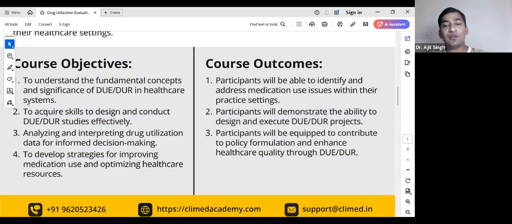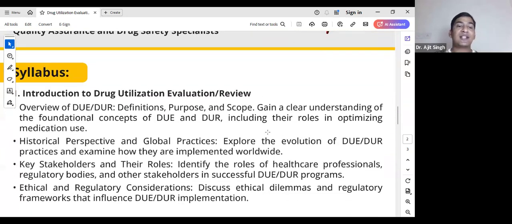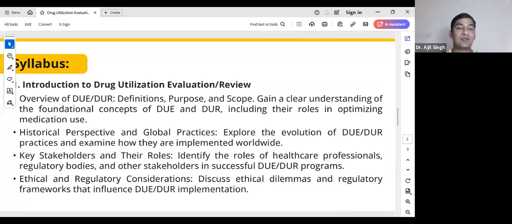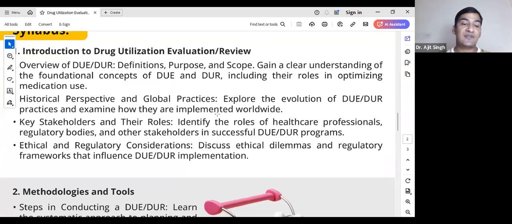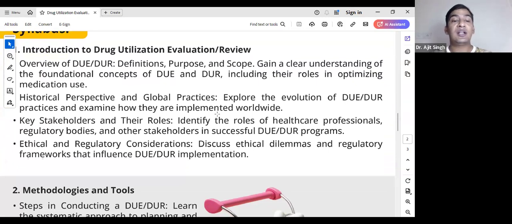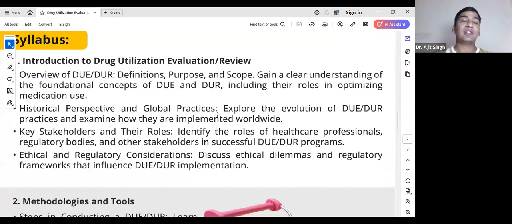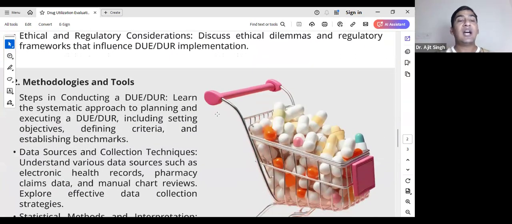And definitely you will also have other kinds of knowledge and strategic improvements in your learning. This is a comprehensive syllabus, and in 4 days I'm trying to cover the entire drug utilization, DUE and DUR. As you can see here, we are covering the definitions, historical perspectives, ethical and regulatory considerations, and key stakeholders and their roles. So this is the basic introductory part. But after that, from tomorrow I'll be shifting completely to the methodologies and tools.